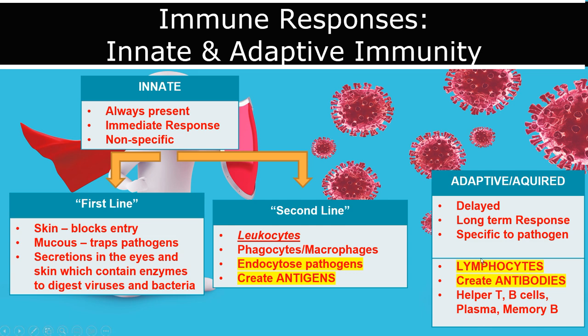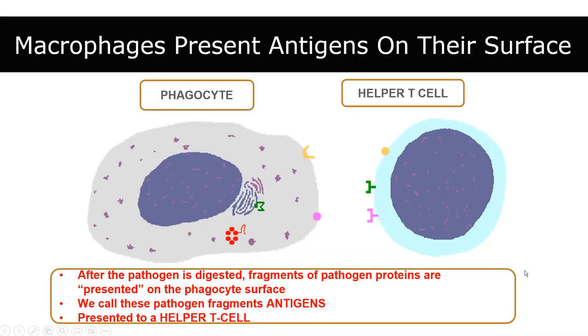This is going to involve, again, the lymphocytes, whose whole job is to create antibodies. Some of the cell types that we're going to see are things like helper T cells, B cells, plasma cells, and memory B cells. All of these are lymphocytes, and all of them are involved in the production of antibodies.